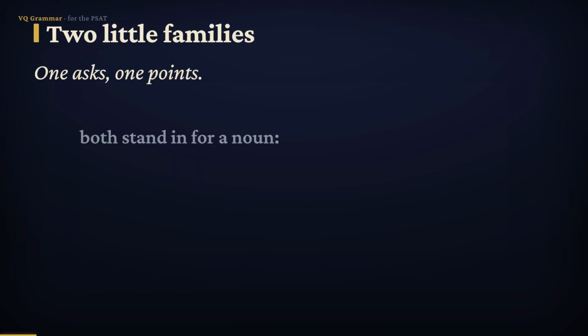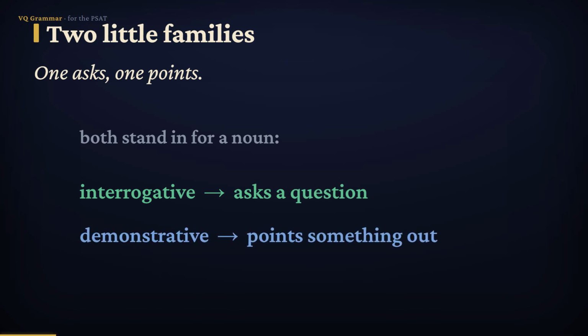Here's the big picture. Both of these little families are pronouns, so each one stands in for a noun. But they do opposite jobs. An interrogative pronoun asks a question. A demonstrative pronoun points something out, the way you might point at an object across the room. So keep two words in your head, ask and point.